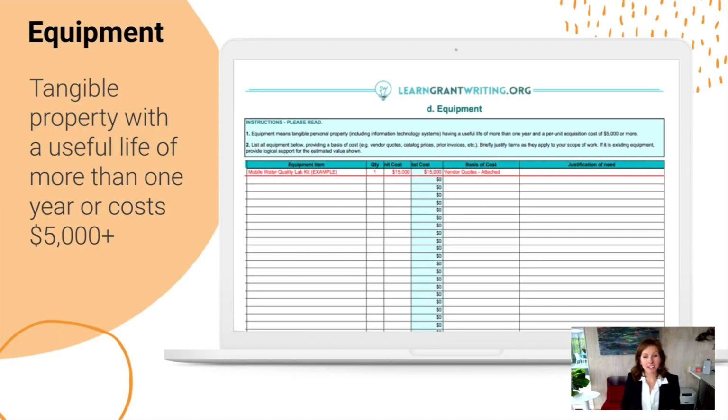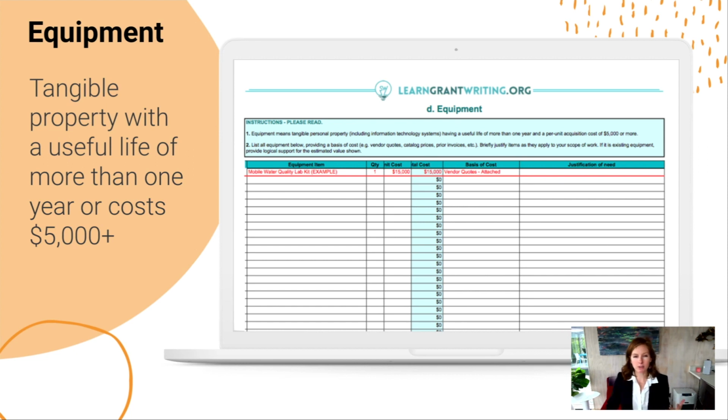Now, equipment is tangible property with a useful life of more than 1 year, or it costs more than $5,000. This is the rule for federal grants. So again, if you're not pursuing a federal grant, then this is not a super rigid definition of equipment versus supplies, which we'll get into next.